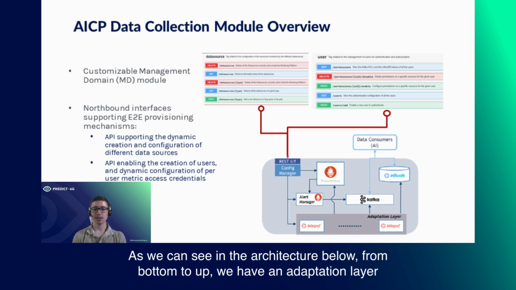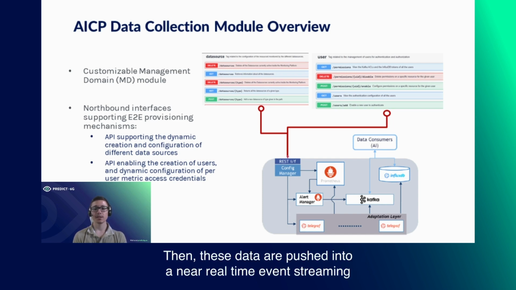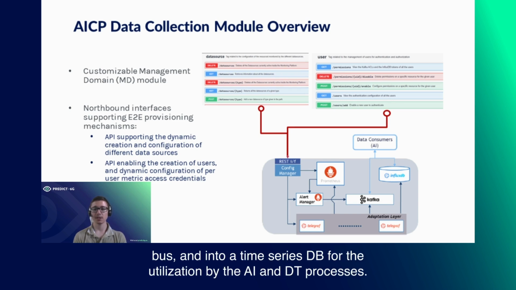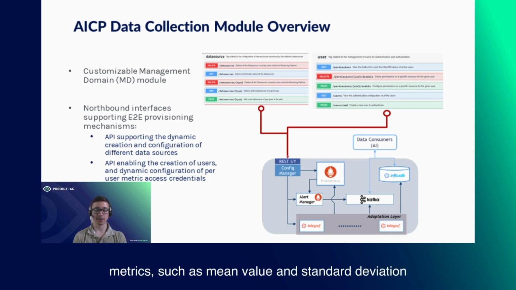As we can see in the architecture below, from bottom to up, we have an adaptation layer that normalizes the collected metrics coming from different data sources. Then these data are pushed into a near real-time event streaming bus and into a time series DB for the utilization by the AI and DT processes. We can also manipulate this data to provide aggregated metrics such as mean value and standard deviation.